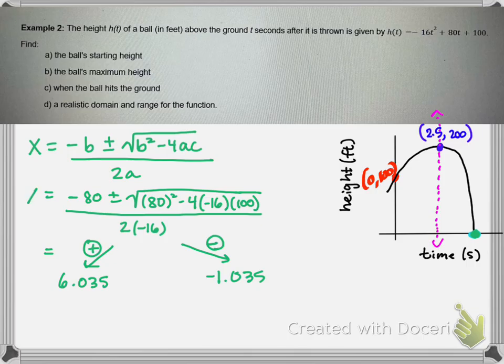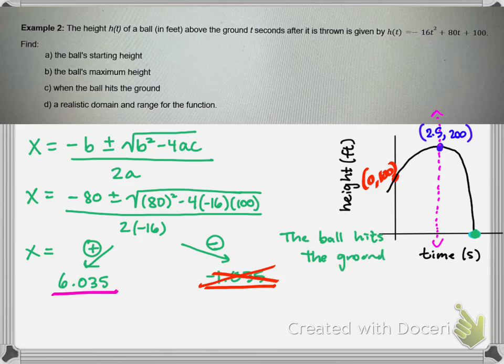Remember, this is representing an x value, which is the time. Now, logically, can you have negative time? No, you can't. So your answer must be 6.035. So the ball hits the ground 6.035 seconds. Okay, the last question of this example is asking us about that domain and range.